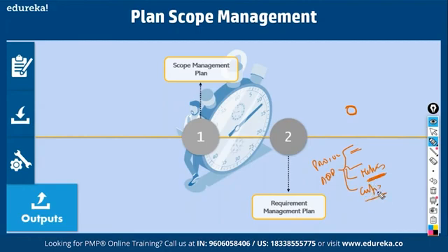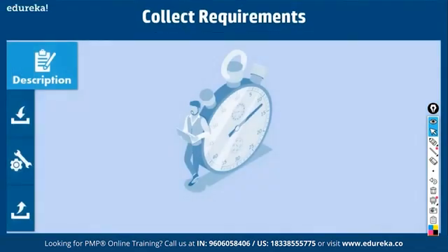So these are all the things you have in a requirements management plan. So you have to come up with a scope management plan and a requirements management plan. Fine. Now we're going to the next process, that is collecting requirements.